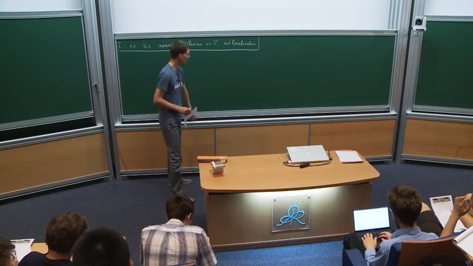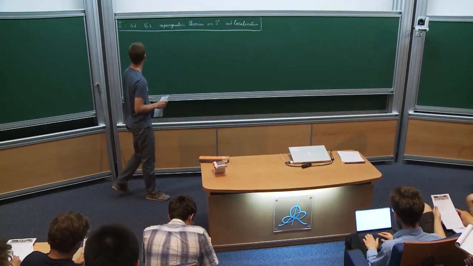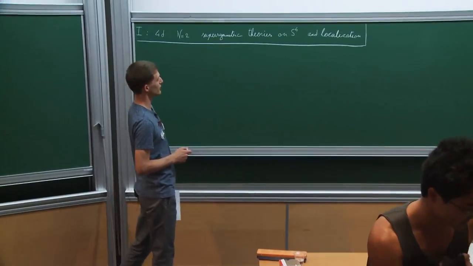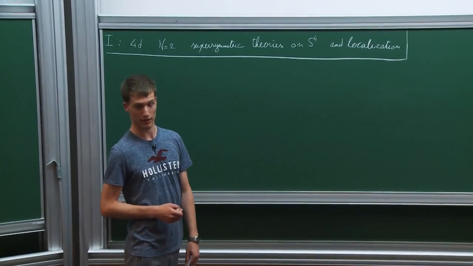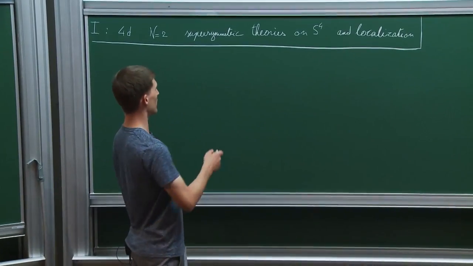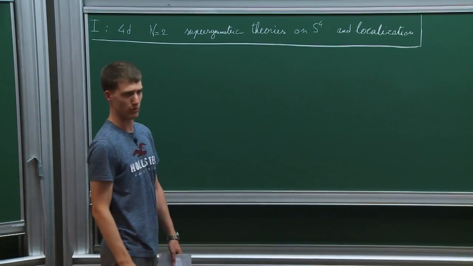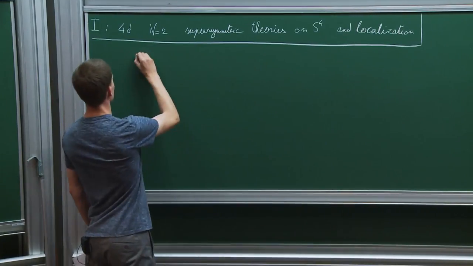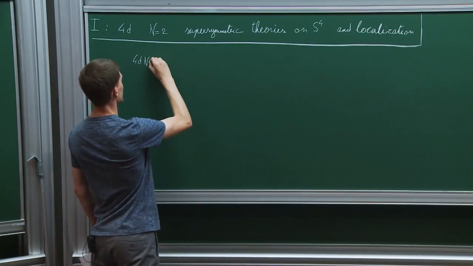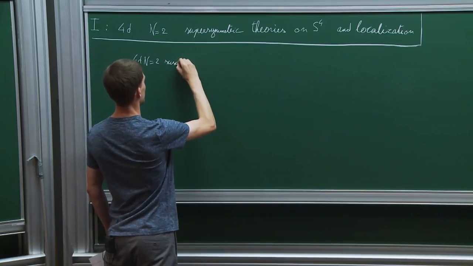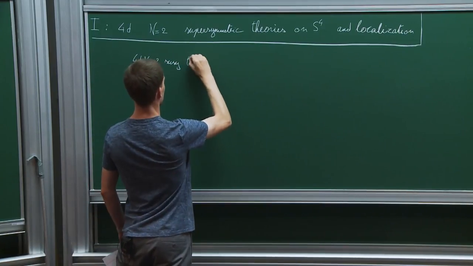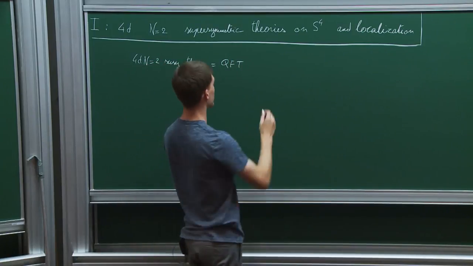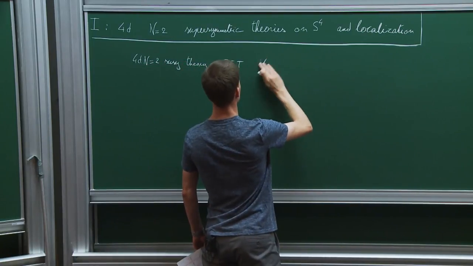Thank you very much. So as the title says, I will talk about four-dimensional N=2 supersymmetric theories on S^4. And then I'll talk a bit about their localization. But the bulk of today will be to put an N=2 theory on the four-sphere. So a four-dimensional N=2 supersymmetric theory is, of course, just a quantum field theory which is invariant under the N=2 super Poincaré algebra.